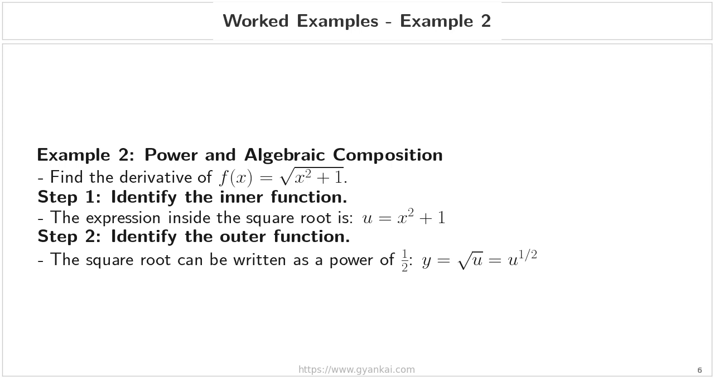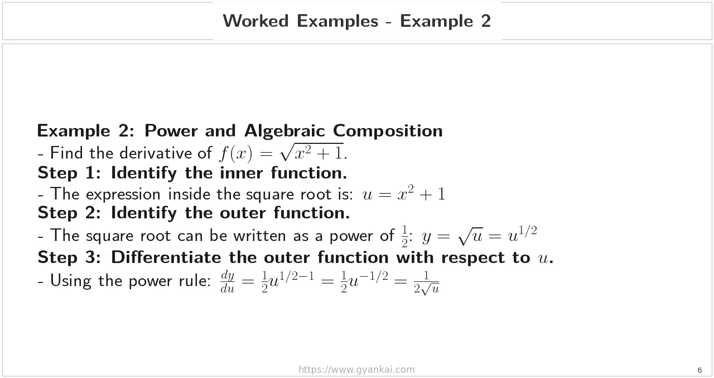Next, in step 2, we identify the outer function. To make the differentiation easier, we can rewrite the square root of u as u raised to the power of 1/2. So, our outer function, y, is equal to u to the power of 1/2. Now we move to step 3, where we differentiate the outer function with respect to u by applying the power rule. We bring the exponent down and subtract 1 from the power, resulting in 1/2 u to the power of minus 1/2. This can be further simplified to 1 over 2 times the square root of u.